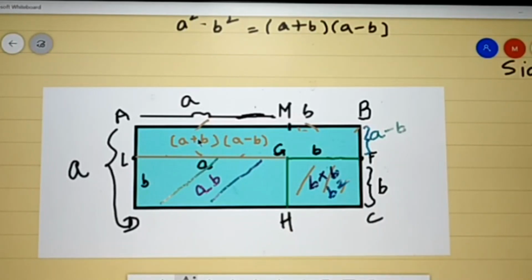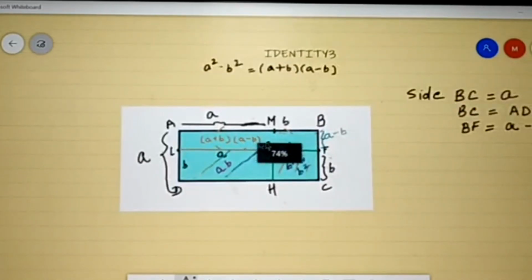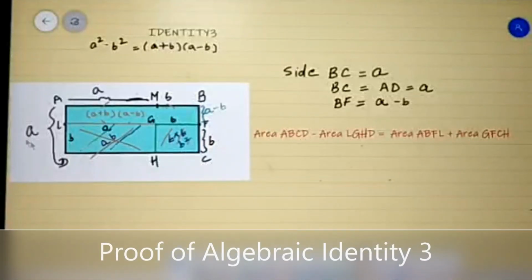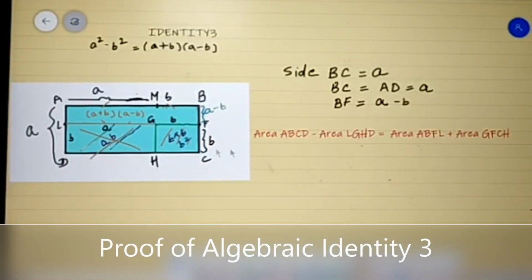Now after getting these three portions of a rectangle, we can have an equation. Let us see what is the equation. So we do it here. So see what the equation is formed here. Area of ABCD minus area of LGHD. That means this area is removed, and what is left when this area is removed from this area. ABCD minus LGHD is equal to area of ABFL plus area of GFCH.